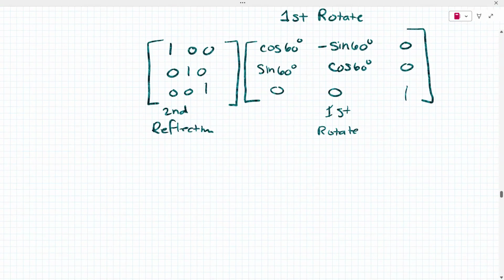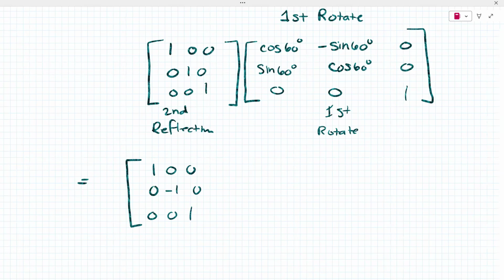Okay, so when you multiply these two matrices, it would be 1, 0, 0, 0, negative 1, 0, 0, 0, 1. So why is this now a negative 1? Because we said that we were going to reflect it across the x-axis. So remember, this row is your x, so that's why I made this a negative 1.